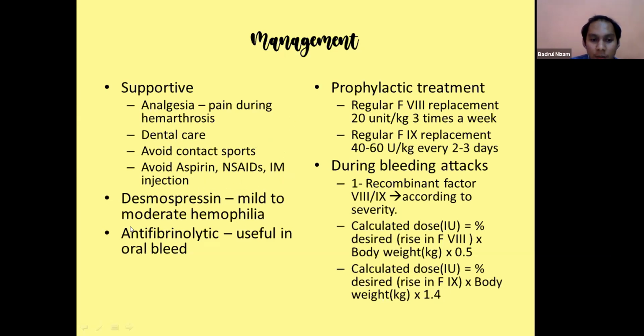For mild to moderate hemophilia, we can give desmopressin, which is an analog of vasopressin, which is ADH. Desmopressin induces the endothelial cells to secrete factor 8 and factor 9. So it can be used in mild to moderate hemophilia but not in the severe one. And antifibrinolytics such as aminocaproic acid can be useful in the case of oral bleeding.